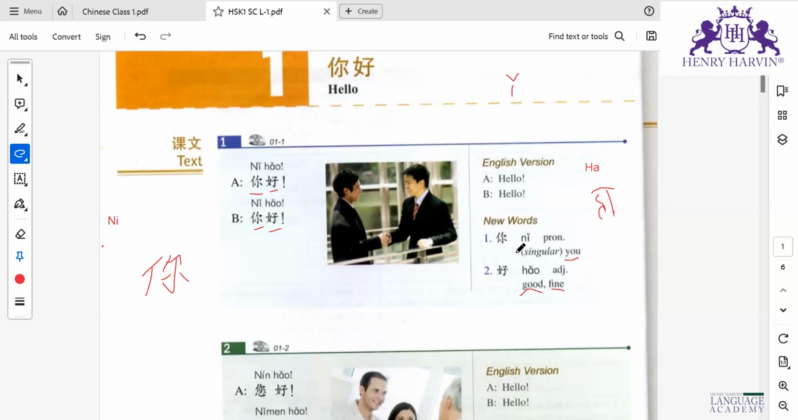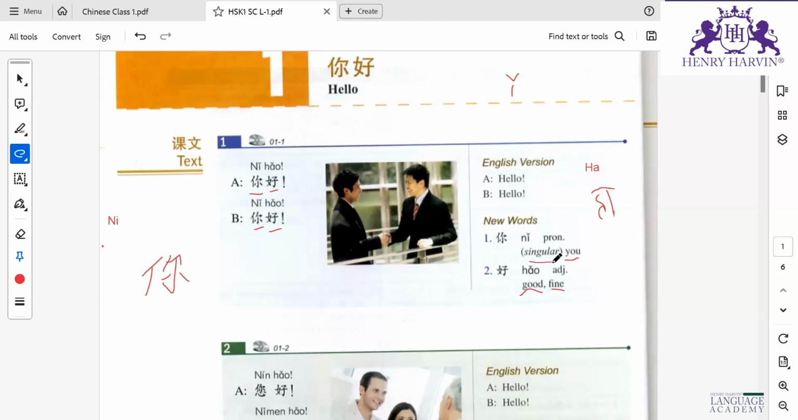This ni is only used in the singular. If we are saying ni hao and someone is standing in front of us, only one person, in that case we can use ni hao. But if there is more than one person, then we have a different character for that. For one person, we will only say ni. This is for the singular one.